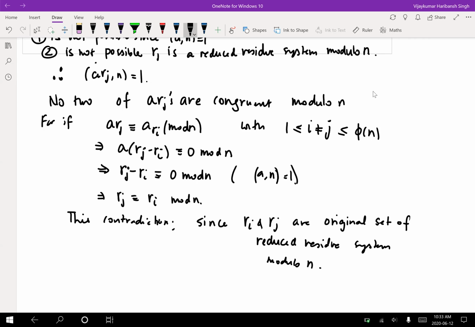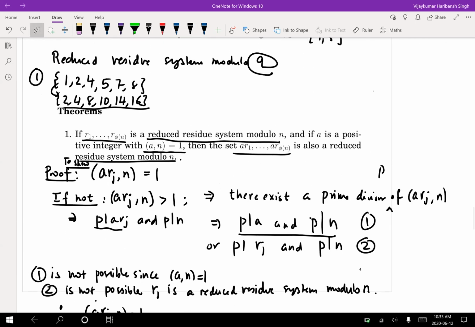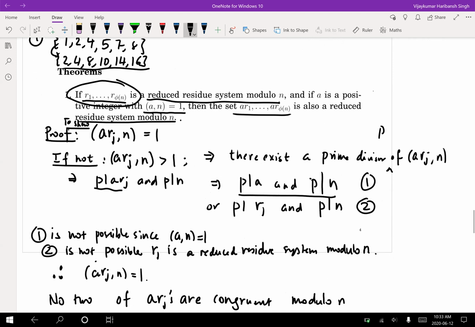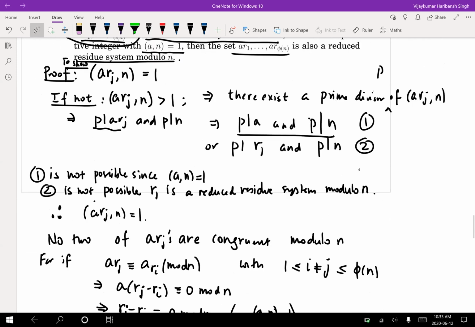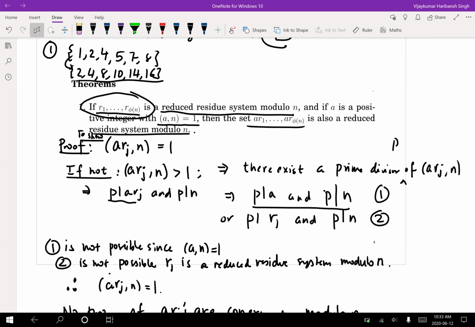So what have we proved here? First of all, if you take a reduced residue system modulo n and multiply by A, where A and n are coprime, then A times R1, A times R2, ..., A times R phi(n) is also a reduced residue system modulo n. How did we achieve this? We showed that this new set of integers AR1, AR2, ..., AR phi(n) are relatively prime with n, and that there are phi(n) of them which are not congruent to each other modulo n. So we have produced a new set and we are done.